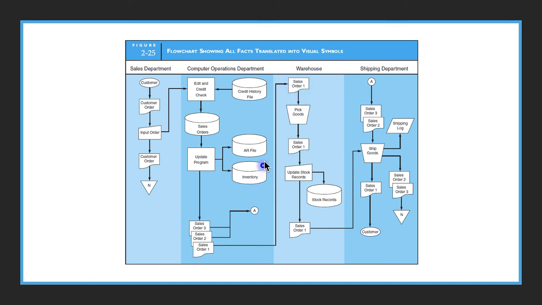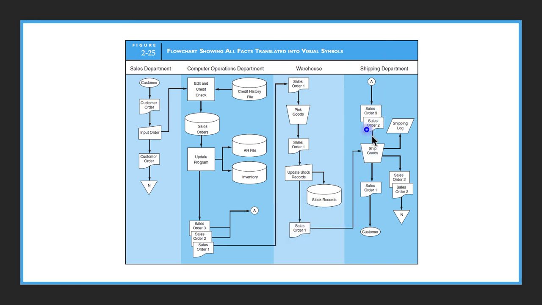And then for the warehouse, the sales order that comes from the computer operations department or the information system, they will now pick the goods from the warehouse, and then together with the sales order, they will now update the stock records in the stock record database. And the sales order, together with the goods, will be forwarded to the shipping department.